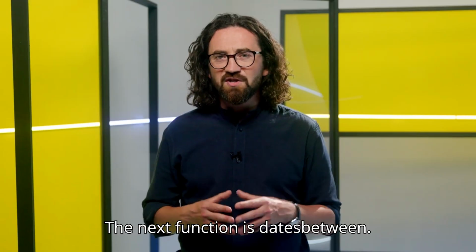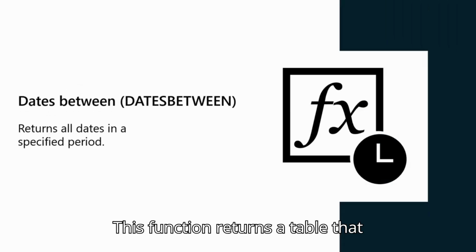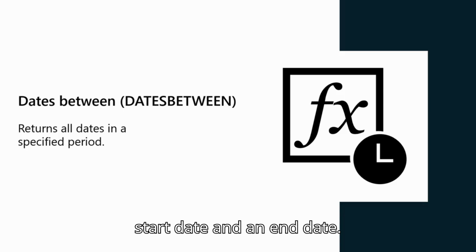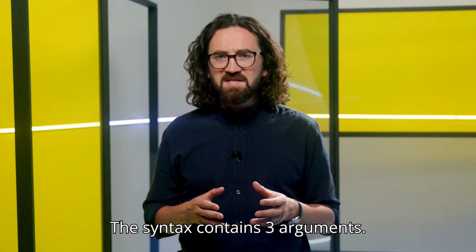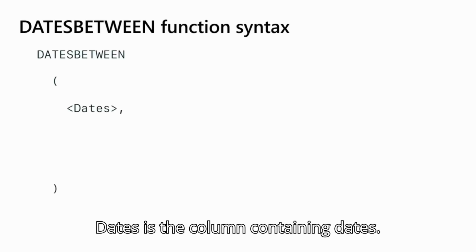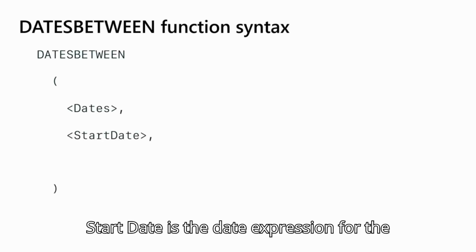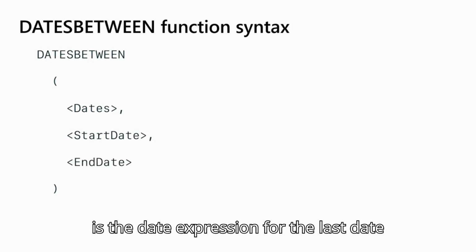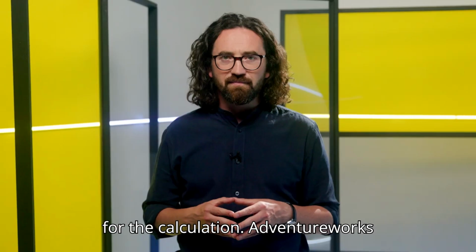The next function is dates between. This function returns a table that contains all dates between a specified start date and an end date. The syntax contains 3 arguments. Dates is the column containing dates. Start date is the date expression for the start of the calculation. End date is the date expression for the last date for the calculation.